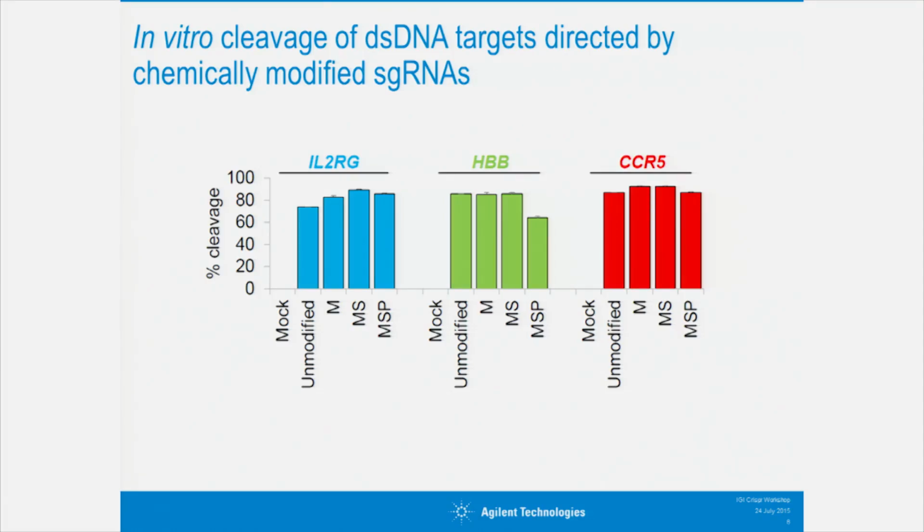And so basically you can see the mock just means it didn't get any guide RNA. And then there's really 4 flavors of RNA. There's unmodified, so just plain vanilla RNA, again made by chemical synthesis, and then the M, MS, and MSP modifications that I just described. And we used guide RNAs designed for 3 different genes, which probably you've heard already, if not here, other places about those genes. And they're all potentially very important therapeutic targets.